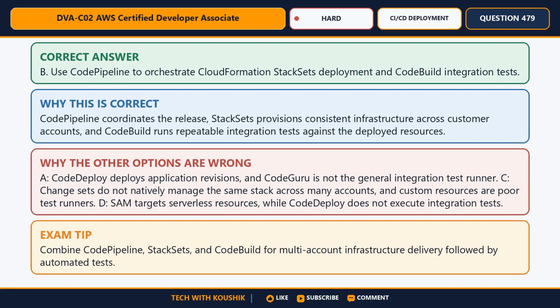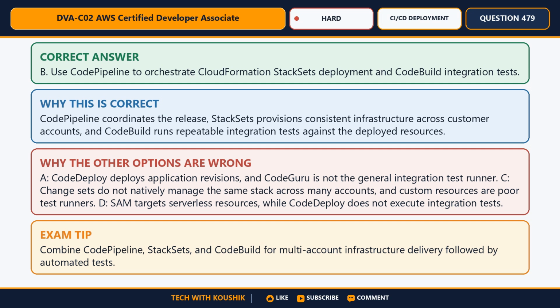The correct answer is B. Use CodePipeline to orchestrate CloudFormation StackSets deployment and CodeBuild integration tests. Here is why. CodePipeline coordinates the release, StackSets provisions consistent infrastructure across customer accounts, and CodeBuild runs repeatable integration tests against the deployed resources. Why are the other options not correct?